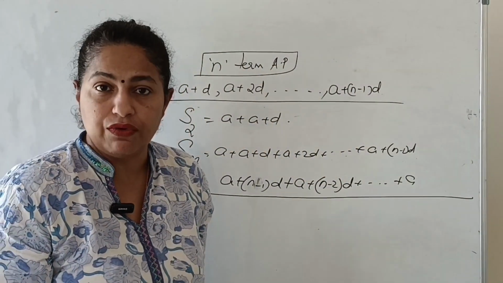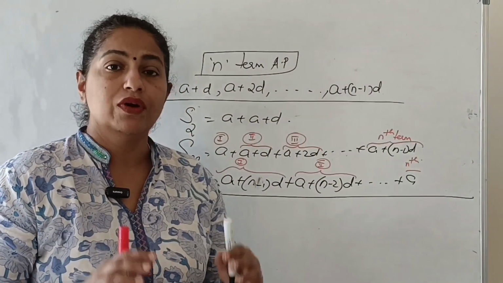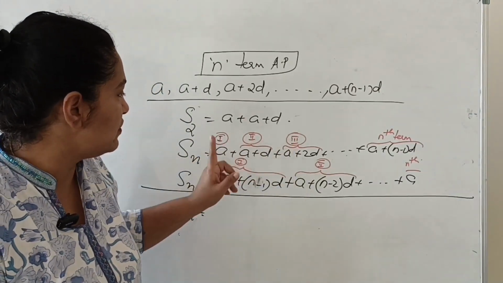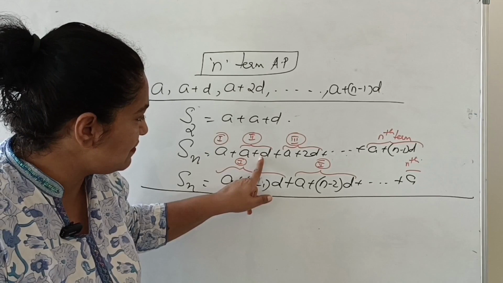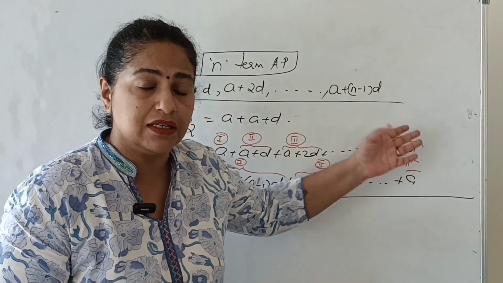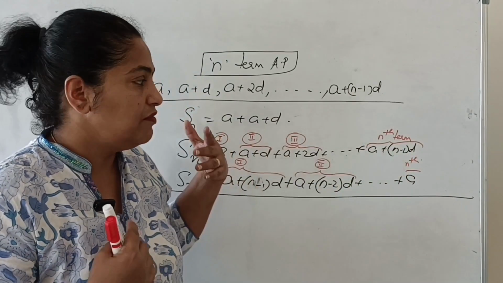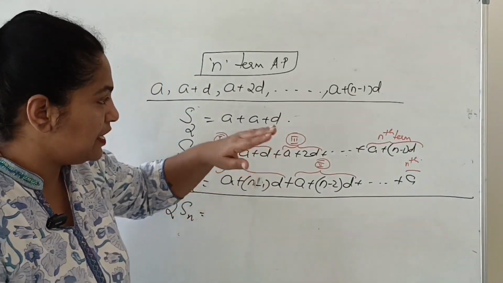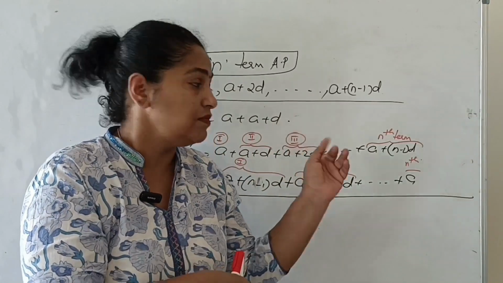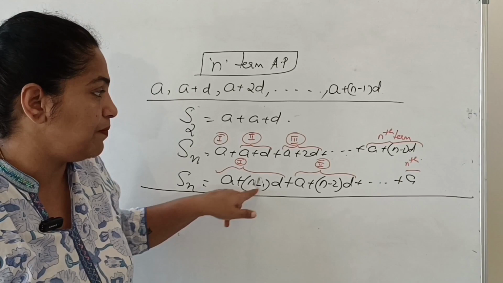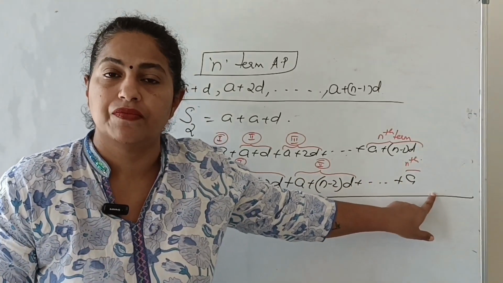So you have these two equations. Here you can see that I have also numbered the terms. a is the first term, a plus d is the second term, a plus 2d is the third term, a plus n minus 1 d is the nth term, and there are so many terms in between which are not visible to us, so we are not naming them. When I write the sum of the terms in the reverse way, I get this as the first term and a as the last term.